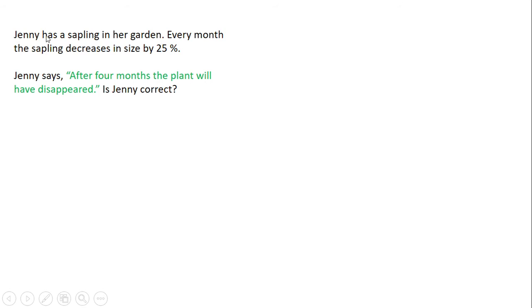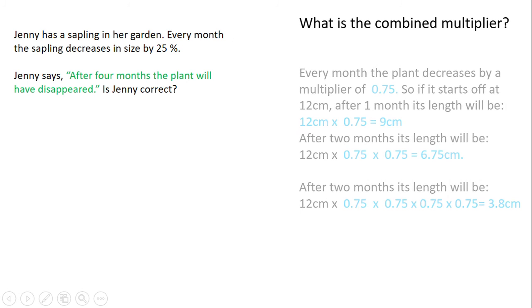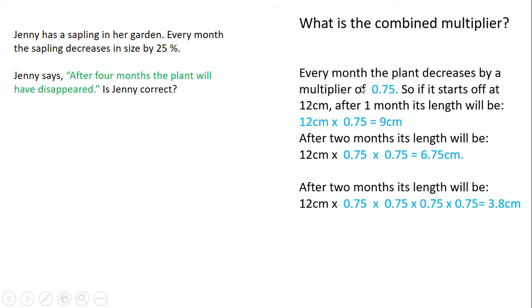Okay, this time she has another sapling in her garden. Every month the sapling decreases in size by 25%. Jenny says after 4 months the plant will have disappeared. Is Jenny correct? Okay, what is the combined multiplier? Every month the plant decreases by a multiplier of 0.75, which is 25% decrease.